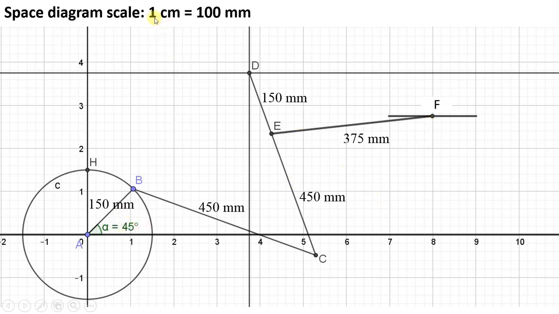So we'll take the space diagram scale as 1 centimeter is equal to 100 mm. So 150 divided by 100, AB will be 1.5 centimeter on our drawing sheet. BC will be equal to 450 divided by 100, that is 4.5 centimeter. Then CD will be 450 divided by 100, that is 4.5 centimeter. Point E is located at a distance of 150 mm, that is 1.5 centimeter from D. Then link EF is 375 divided by 100, that is 3.75 centimeter length, and F slides in the horizontal guides.